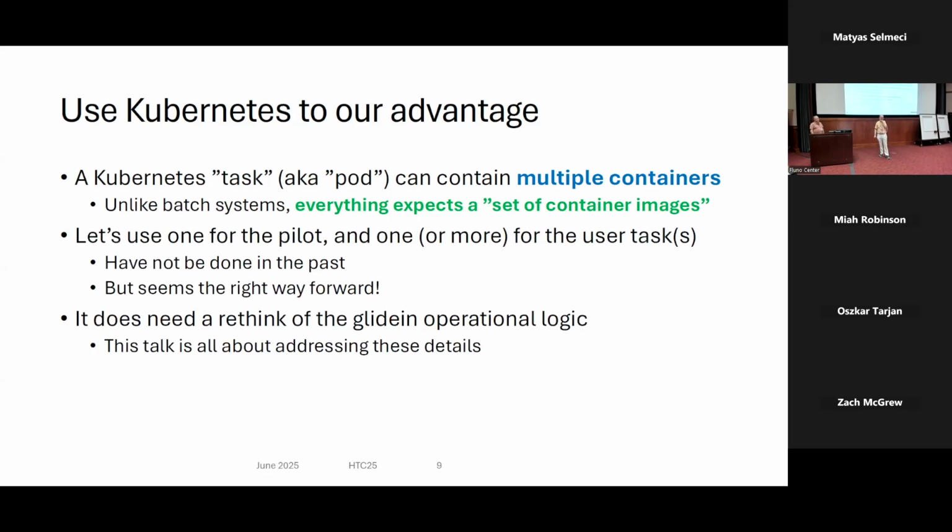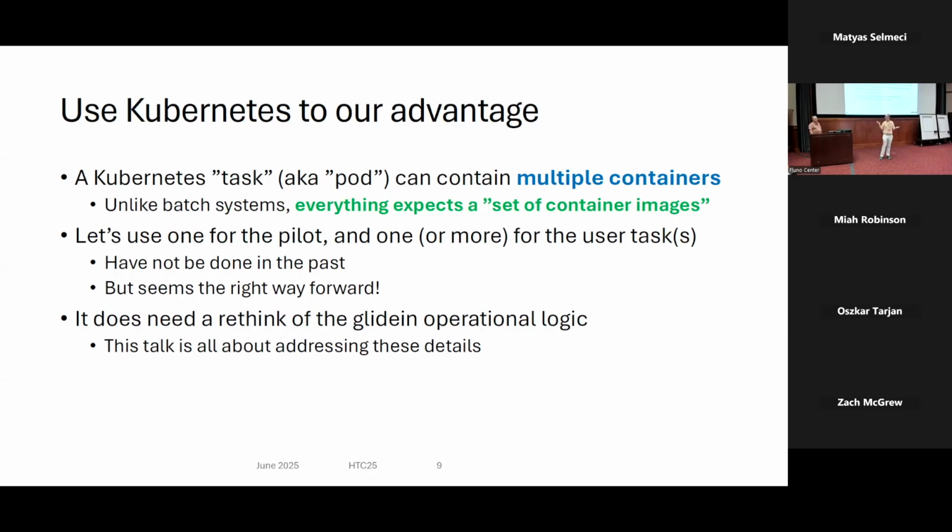So the idea here is, since we can have a set of containers, why don't we use one container for the pilot and one for the payload, which would be the job, the task. You can call it any number of ways. I call it payload most of the time. And looking around, nobody has done it before. But at least in principle, it looks like the right thing to do. So I spent some time thinking about it, and I think it can be done. And this talk is about this. Unlike pretty much everybody else in this audience, I don't have an implementation. I'm trying to sell you an idea and an implementation.